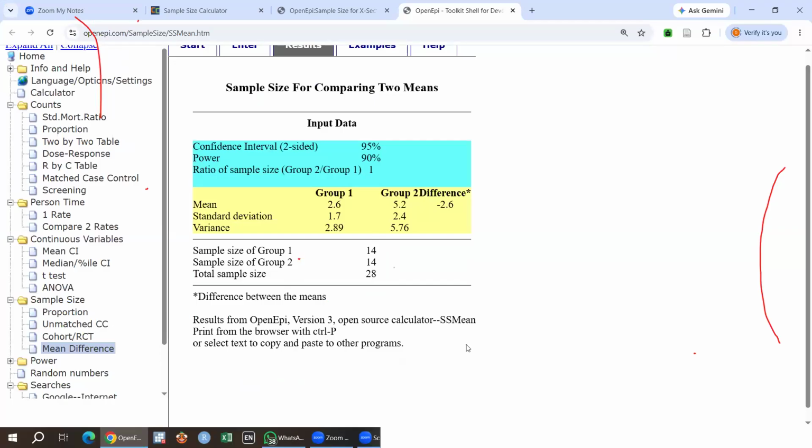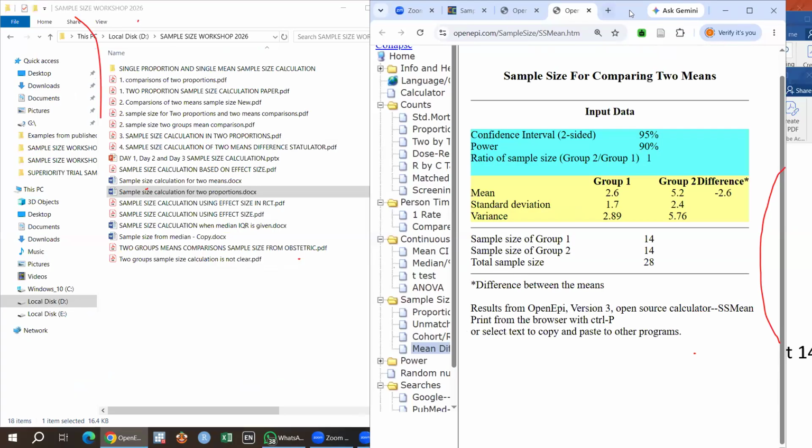Manually we have done it. In Clical, you have seen that there is no option for SD for the second group. Only one SD we can enter. But in Open API, we can enter standard deviation for both groups and the exact sample size came, what we have done manually. Okay.